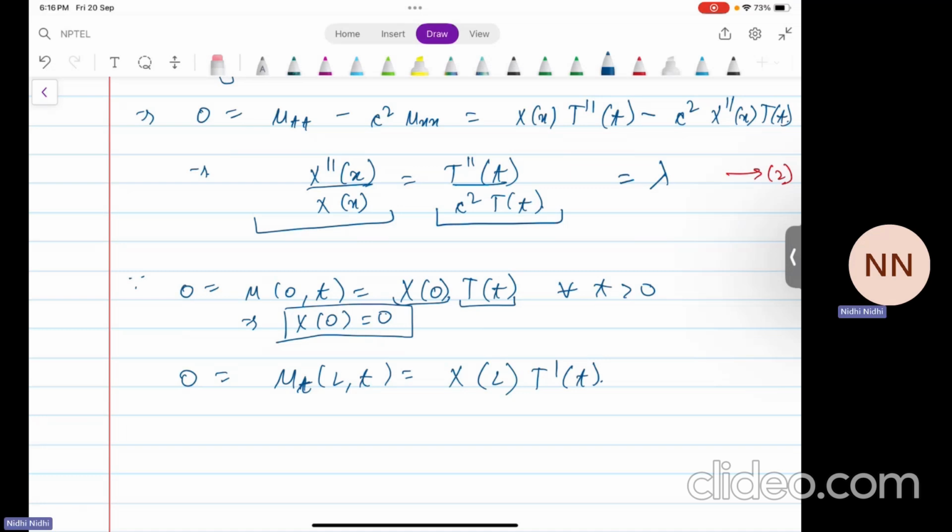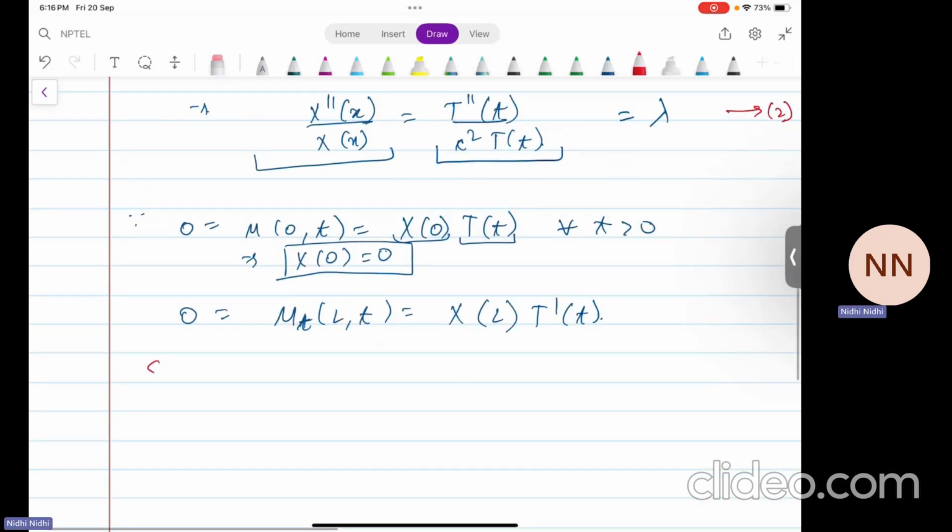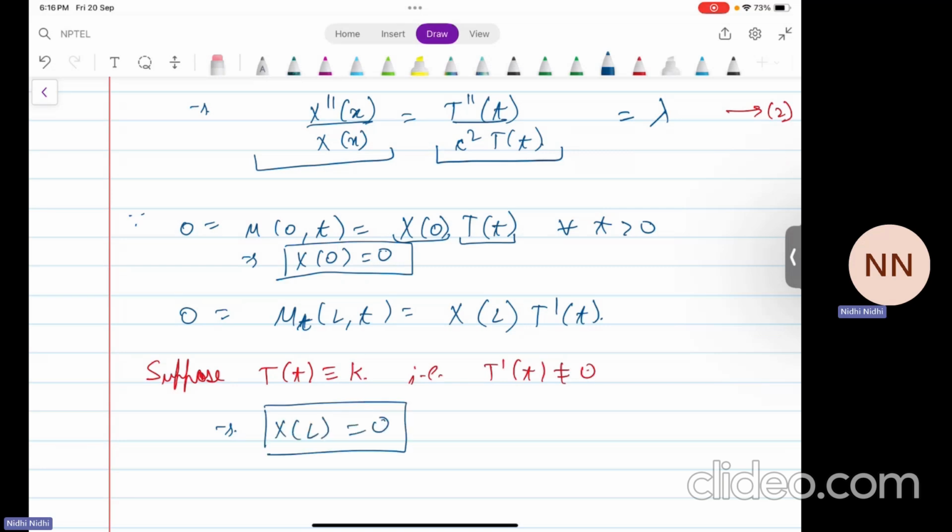Now let us assume that T is not constant. We'll deal with that case later. Suppose T is not a constant, that is, T dash over T is non-zero. In that case, we get X is 0. We will be using these two boundary conditions.